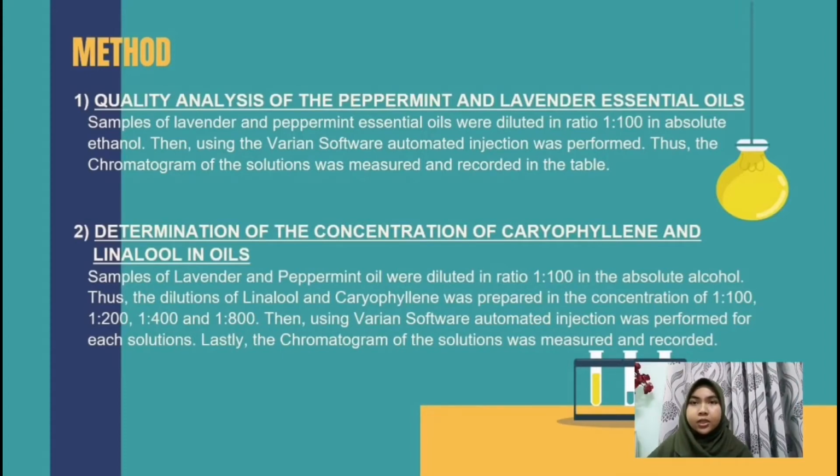The second one is the determination of the concentration of caryophyllene and linalool in oils by using GCMS, MS, and GC-SIM. The samples of lavender and peppermint oil were diluted in a ratio of 1:100 in absolute alcohol. Thus, dilutions of linalool and caryophyllene were prepared at concentrations of 1:100, 1:200, 1:400, and 1:800. Then, using the Varian software, automated injection was performed for each solution. Lastly, the chromatogram of the solution was measured and recorded.